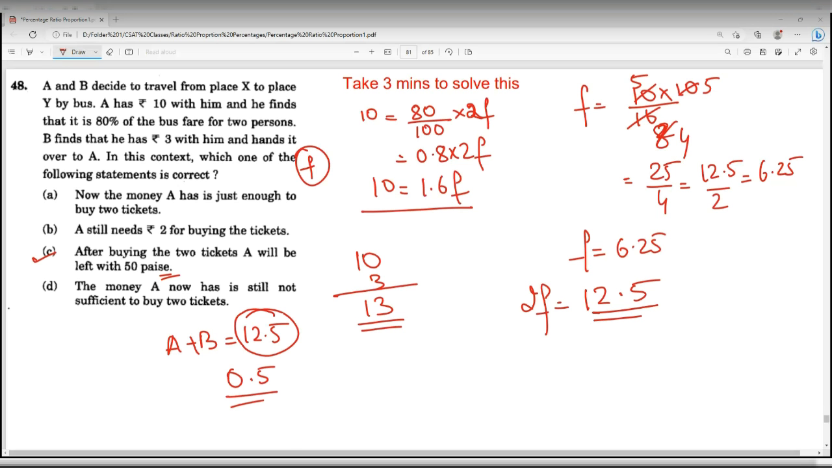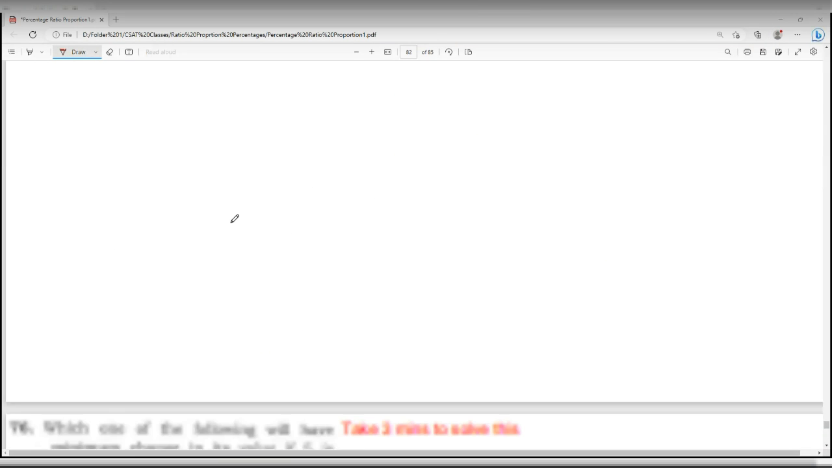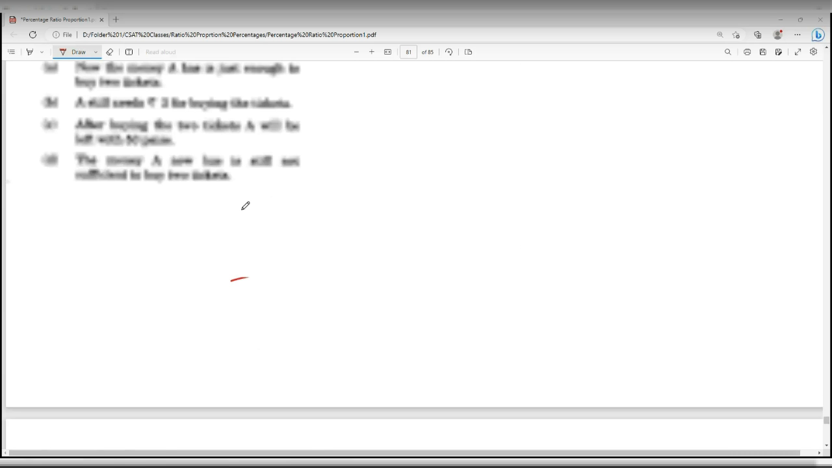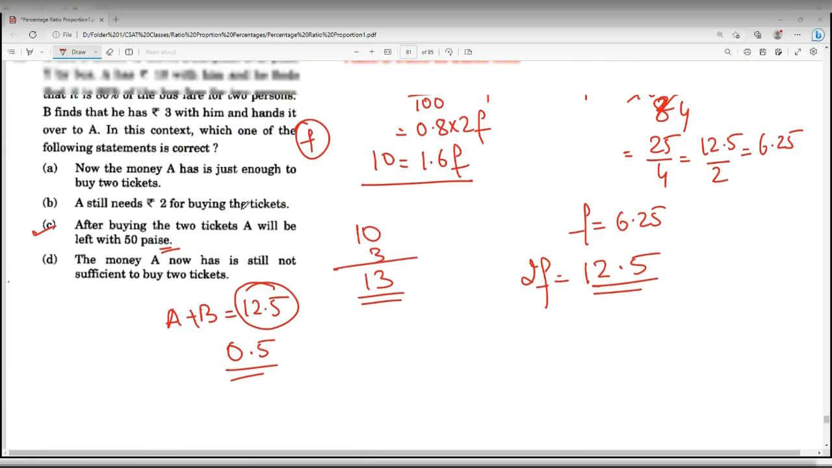But if there are still any doubts in this question, please ask. Or else we'll move to the next question. Okay, we'll move to the next question then. So take 3 minutes to solve this. Yeah, just a minute. Shweta, please ask.